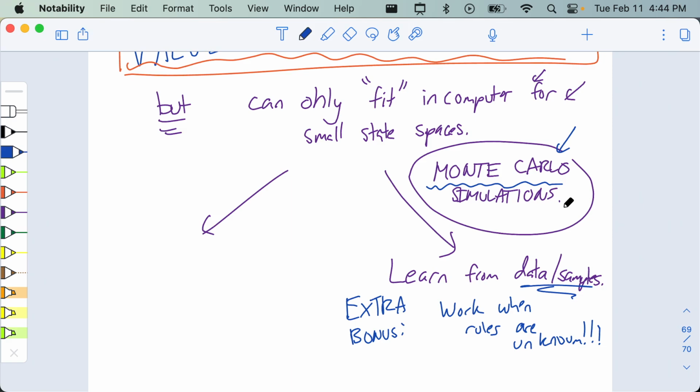The other thing we're going to do is we're going to move away from arrays. So we're going to try to get parametrized functions instead of arrays.